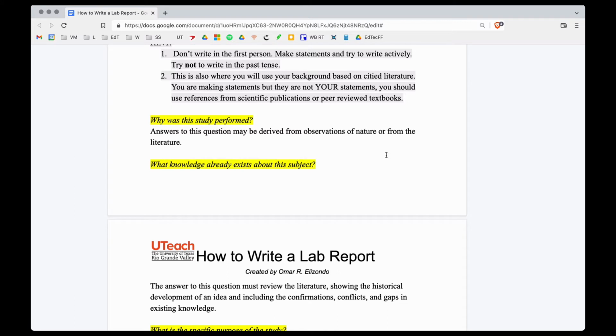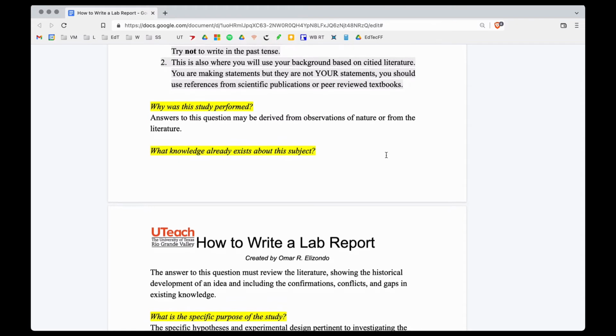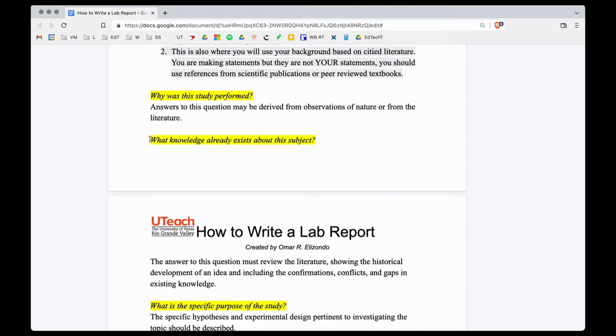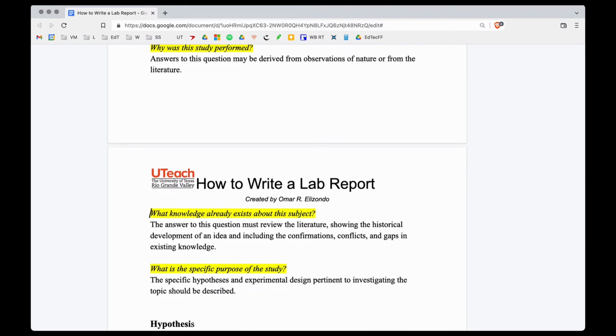Mainly, think of it this way: the who, what, when, where, why, how. All right. So why is this even being done? Why are you performing this study? Why have previous researchers performed this study? Why? That's one of the important things. Why am I reading this paper? Why is it relevant?